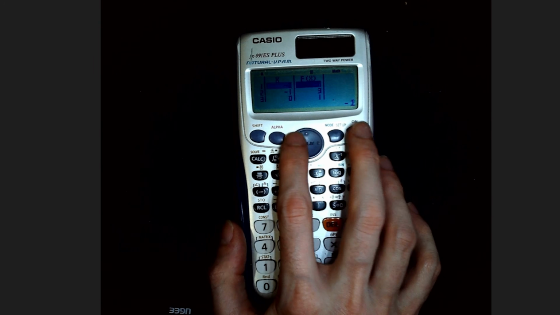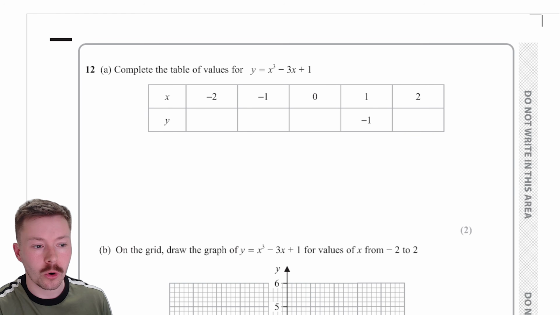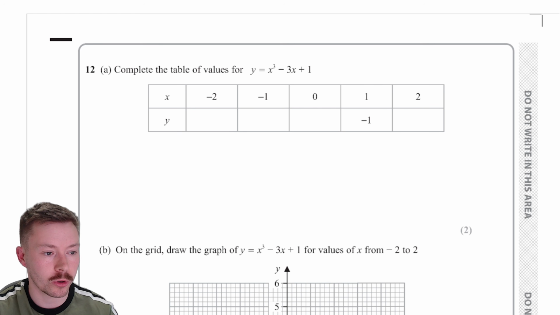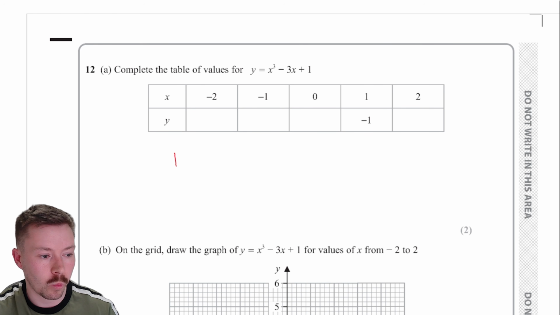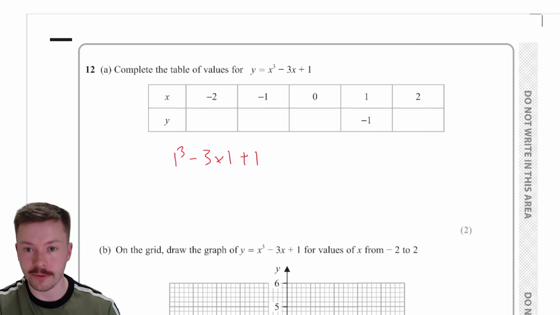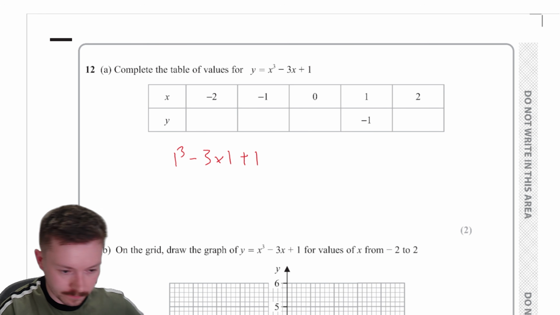But if you don't have this on your calculator, everyone should really, but if you're not sure how to do it, all you do is substitute your x values into the equation. So we would do 1 cubed minus 3 times 1 plus 1. Now you would want to do the one they filled in to check that you're doing this correctly.